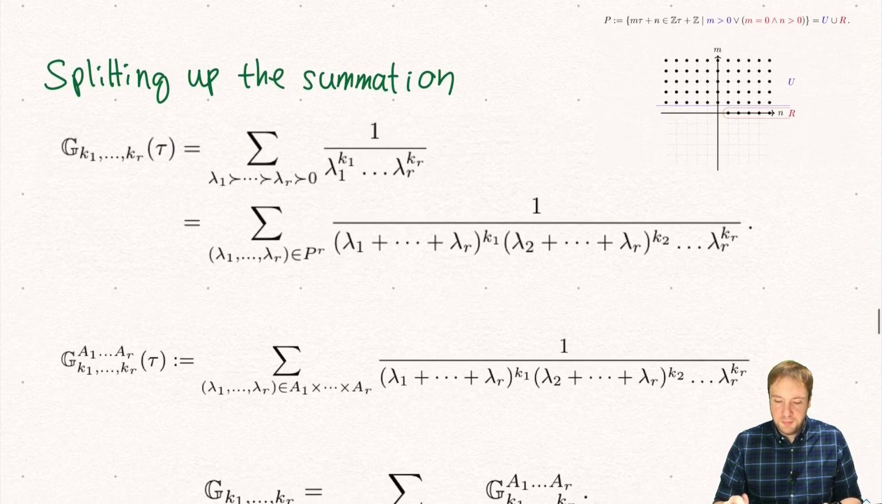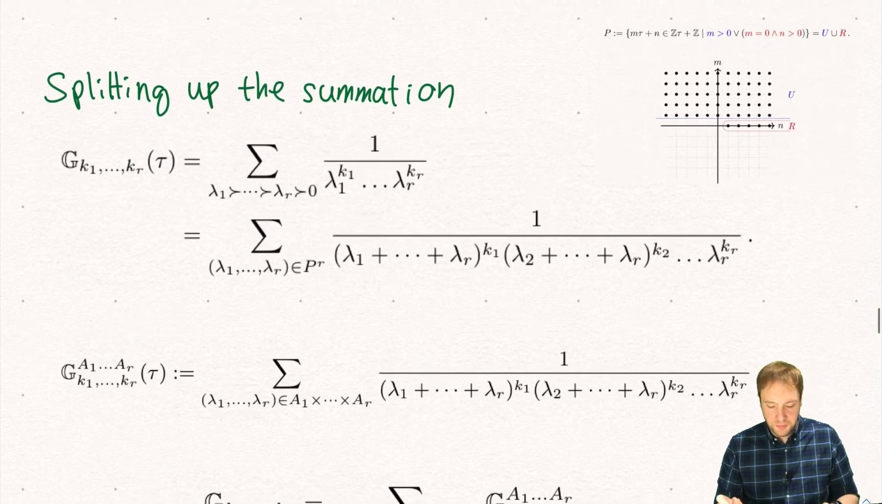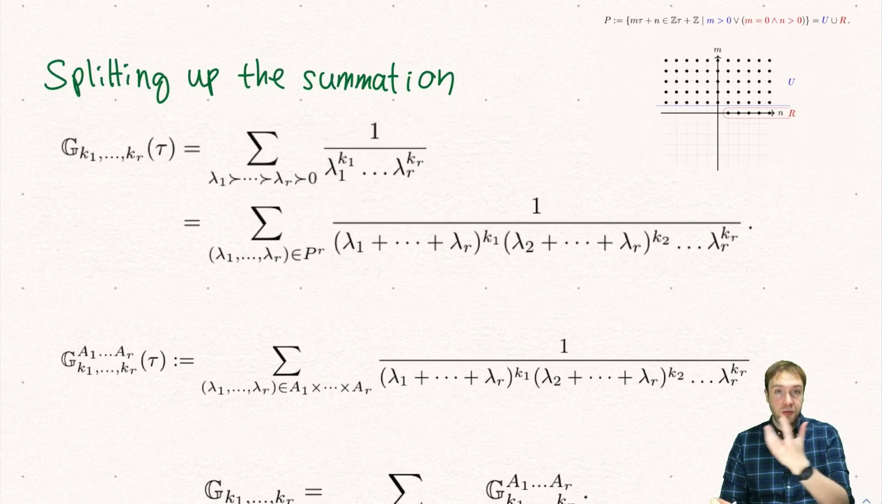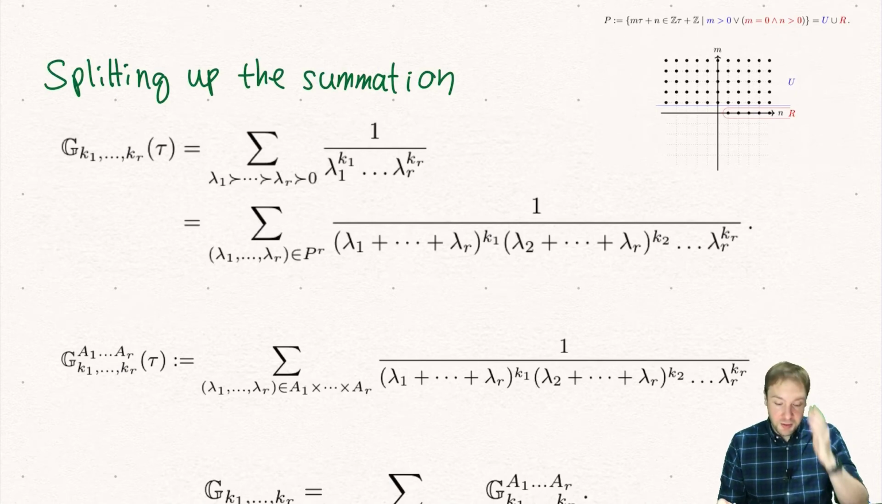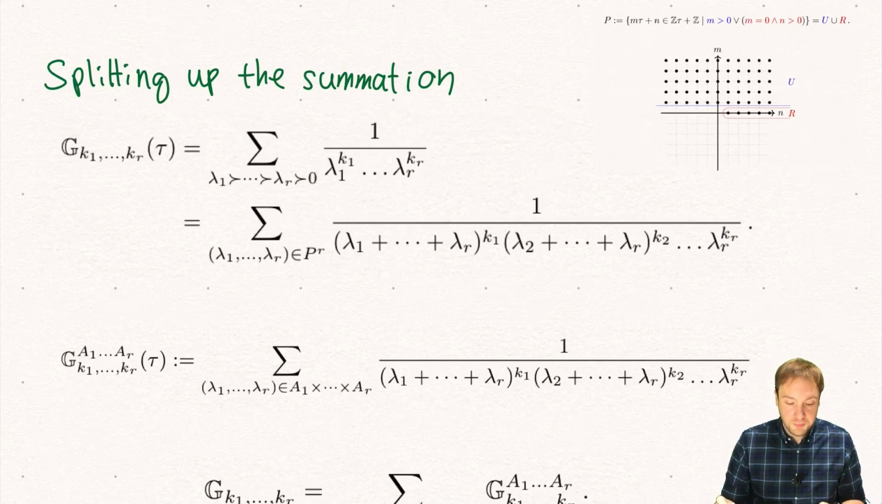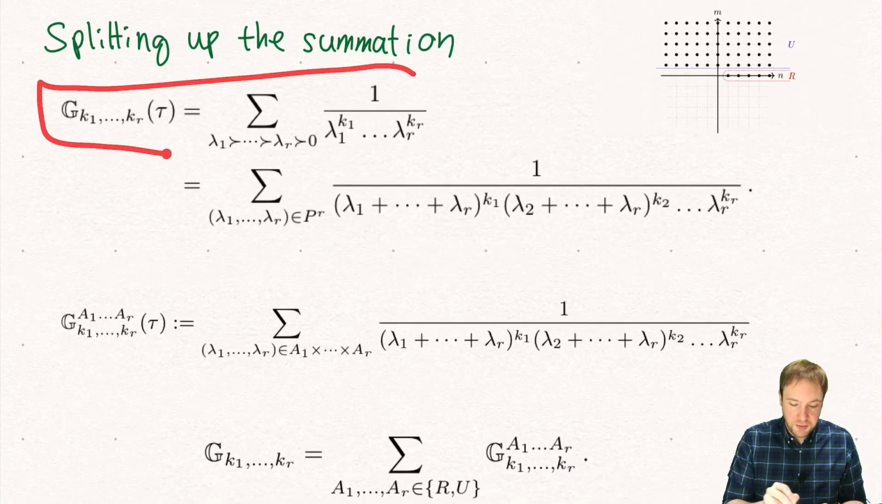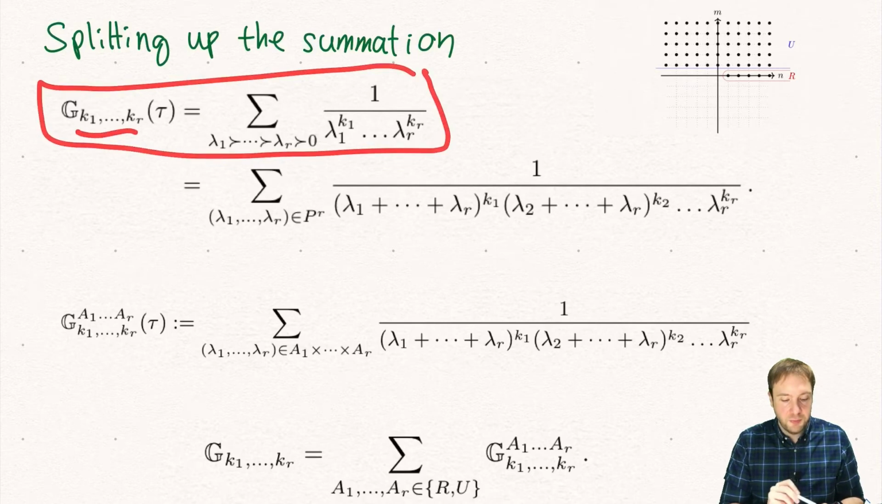But first, we need to do the following. So recall, in the classical case, we split up the summation into 2 parts. So in the single Eisenstein series case. And now we want to split it up into 2 to the r different parts. So first, here's again the definition of the multiple Eisenstein series.